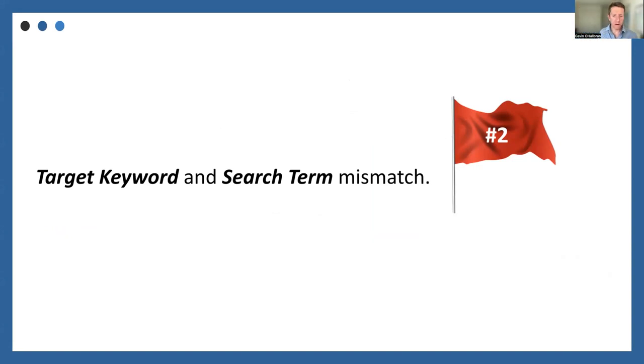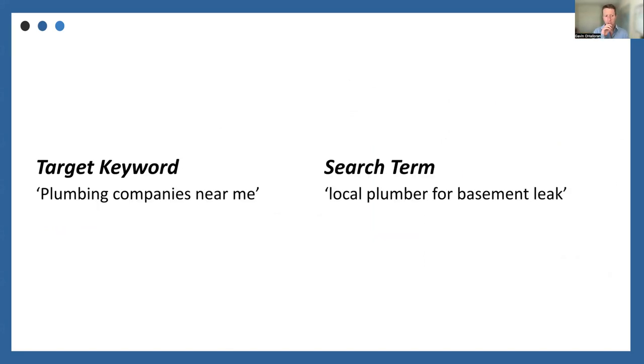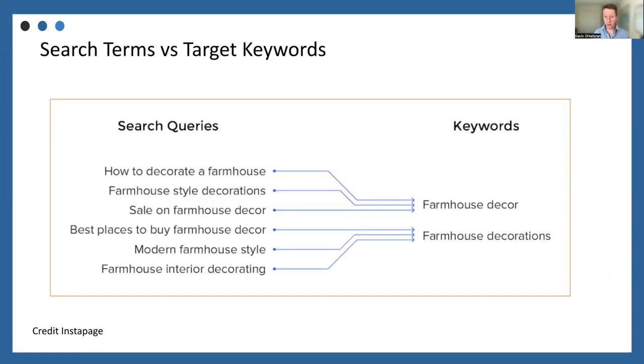The next one is related to target keyword and search term mismatch. Our target keyword is what we set of what we want our ads to show up for, and the search term is what the people actually type in. So what we set and what the person is actually searching for. For example, for our target keyword, we put in the account plumbing companies near me. We want to target that. But our ad can actually show up for something like local plumber for a basement leak, and that is the actual search term or search query that the person has typed in.